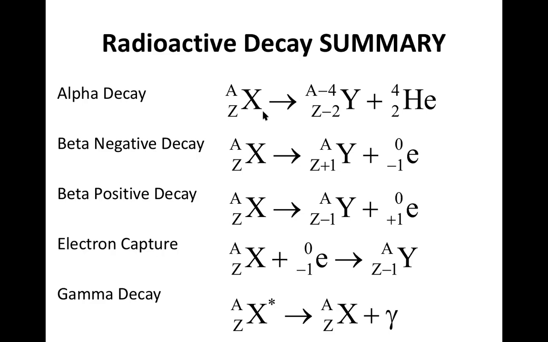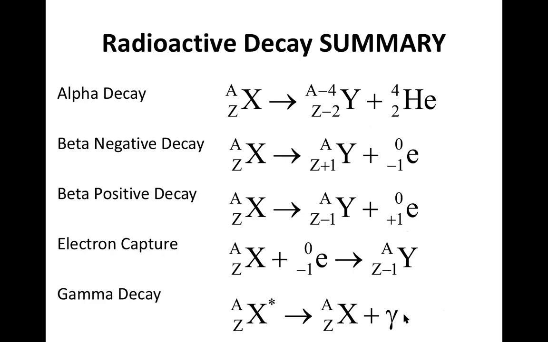Another thing to notice is that we might emit a helium particle, an electron, or a positive electron, or we might capture or kidnap an electron, or we might release gamma rays. Those are some of the differences and similarities that you might notice between the four of them.